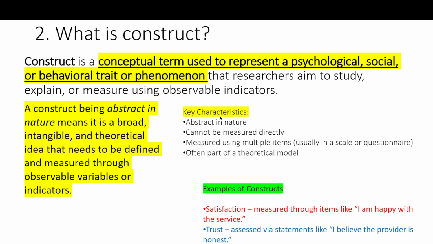The key characteristics of constructs are as follows. It is abstract in nature, cannot be measured directly, is measured using multiple items, and is often part of a theoretical model. Below are some examples of constructs, like satisfaction, measured through items like I am happy with the service. Trust is another construct, assessed via statements like I believe the provider is honest. Similarly, brand loyalty, motivation, perceived risk, and attitude are also common constructs.